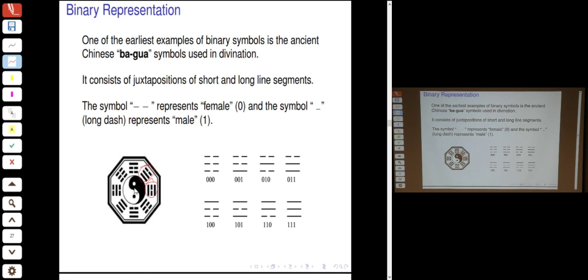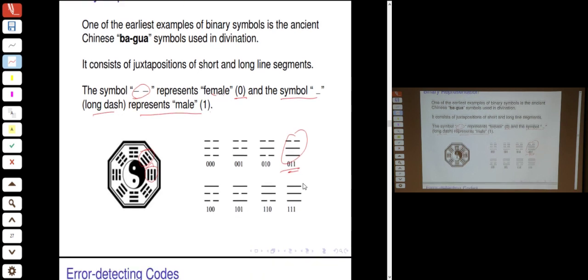The symbol of 2 small dashes means female, 0, and the symbol of 1 long dash represents male, which is also represented by 1. So you can represent these groups in decimal like this. Okay, so this is some historical context.